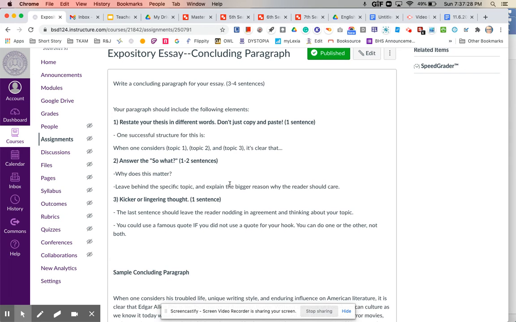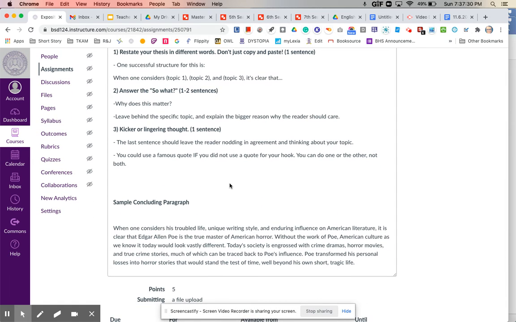So for my sample concluding paragraph, I used a quote from Edgar Allan Poe for my introduction. So I cannot use that for my conclusion. So here's a sample concluding paragraph if I were writing a paper about Edgar Allan Poe's life and influence. And I use this structure that I noted up here. When one considers his troubled life, unique writing style, and enduring influence on American literature, it is clear that Edgar Allan Poe is the true master of American horror.